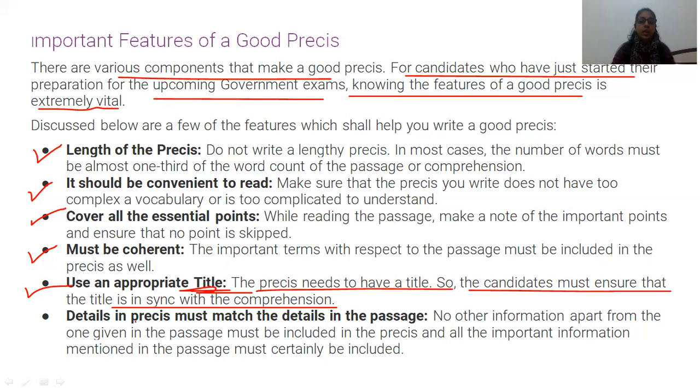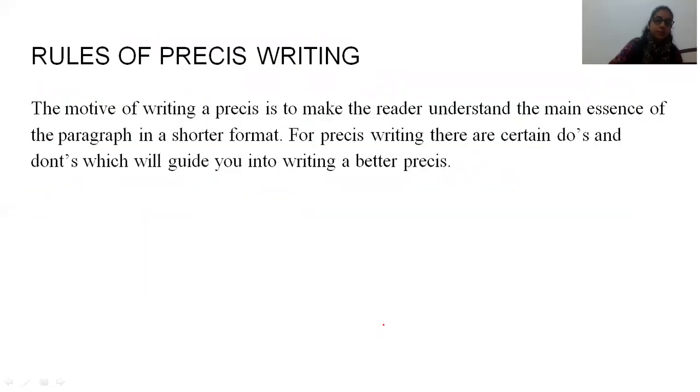Okay. Details in the Précis must match the details in the passage. Now, no other information apart from the one given in the passage must be included in the Précis, and all the important information mentioned in the passage must clearly be included. Now, you should include all the information, details of the passage in your Précis as well. Now, there are certain rules of writing a Précis. There are some do's and don'ts, that you don't have to do this and you have to do this. Then only you'll be understanding, right?